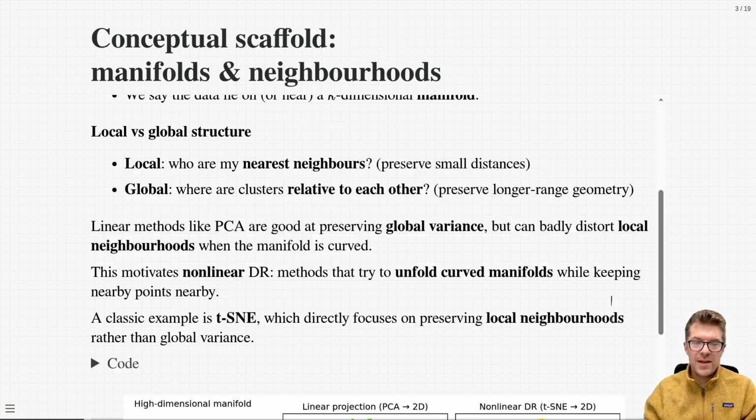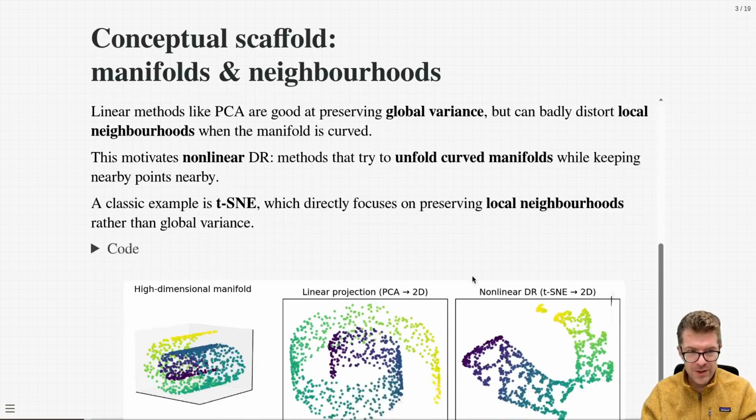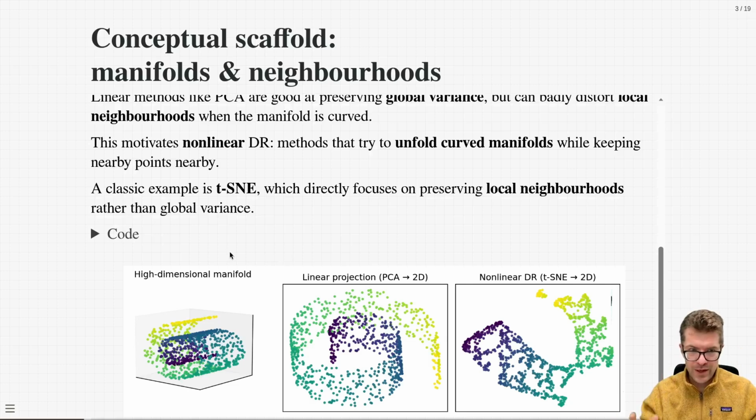So this motivates the idea of nonlinear, warpy dimensionality reduction. These are methods that try to unfold curved manifolds and keep nearby points close to each other in the new lower dimensional representations. So a classic example is t-SNE, which is going to directly focus on preserving these local neighborhoods rather than only purely global variance.